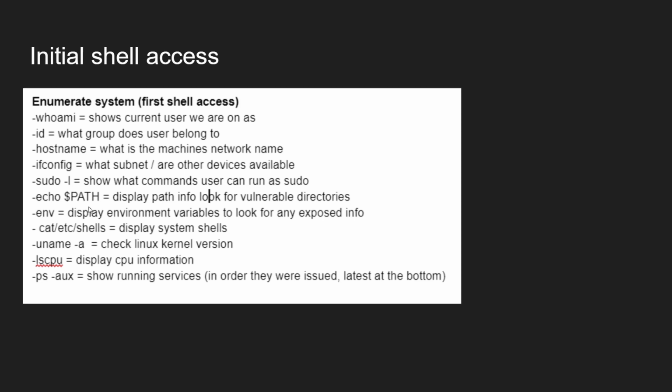Path variable: if there are some weird-looking directories in there, there's some sort of funky attack you can do from that. Environment variables: I've seen it before on a Docker instance where the password was left inside the environment variables, so that just pops straight up, and that was an easy pwn right there.